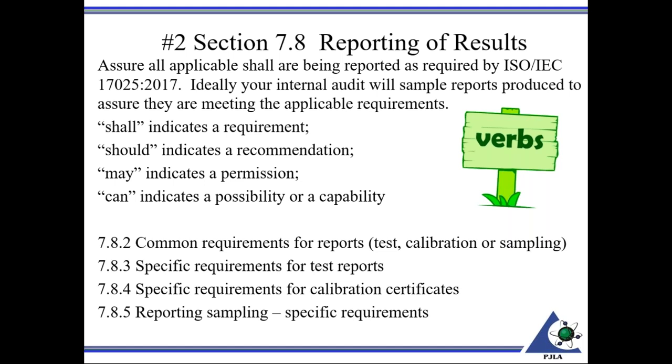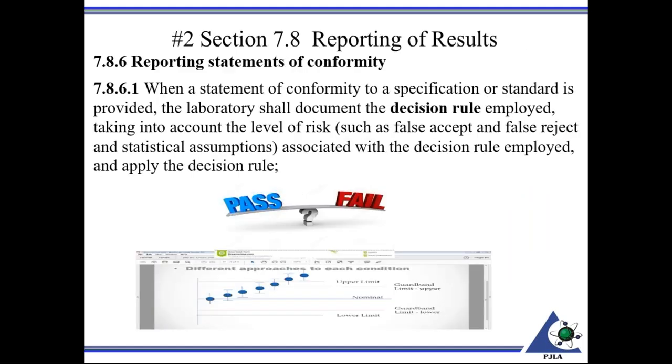Section 7.8.2 is requirements for all three: testing, calibration, and sampling. Excuse me, 7.8.3 is specific to test reports. 7.8.4 is specific to calibration certificates, and 7.8.5 is specific to sampling results. 7.8.6.1 is a section that is specified for making statements of conformity. This was a new requirement that was brought into the standard when it was revised. So this is a decision rule.